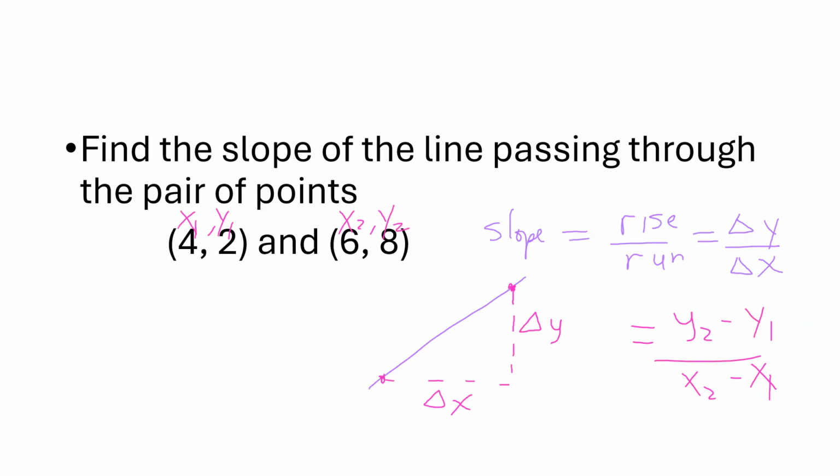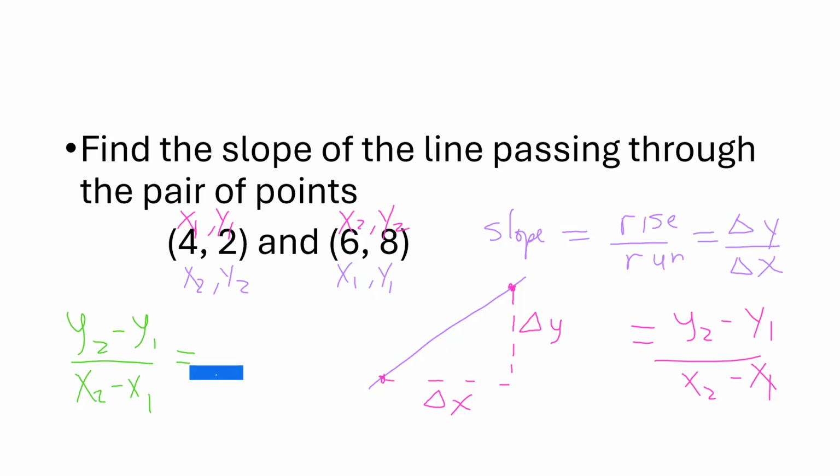Now, for the labeling, it doesn't matter. I could decide to label this as (x2, y2) and that as (x1, y1). It should give me the same thing. It doesn't matter. So I'm going to use the top one. So my change in y divided by change in x will give me my slope.